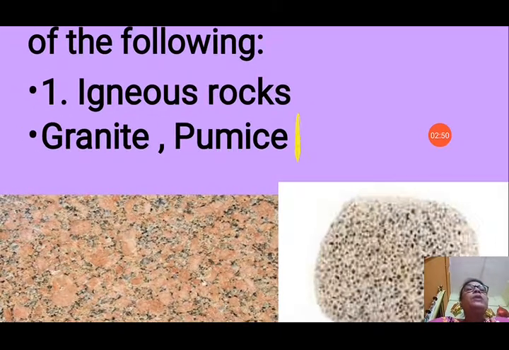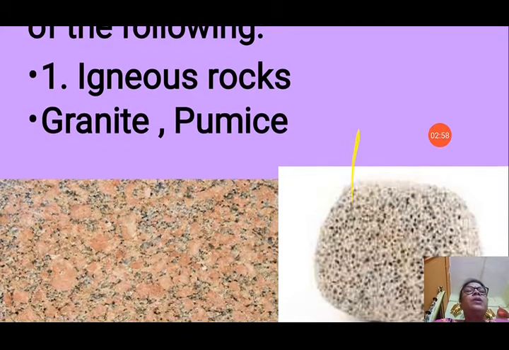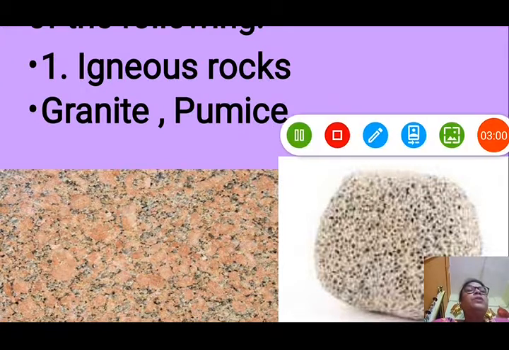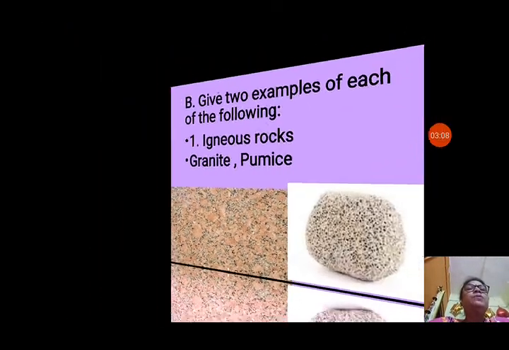The question is: give 2 examples of each of the following. First is igneous rocks. You can see the picture also. Igneous rock examples are granite, first, and pumice, second. So we will give these examples, granite and pumice. Next, let us see the next question.